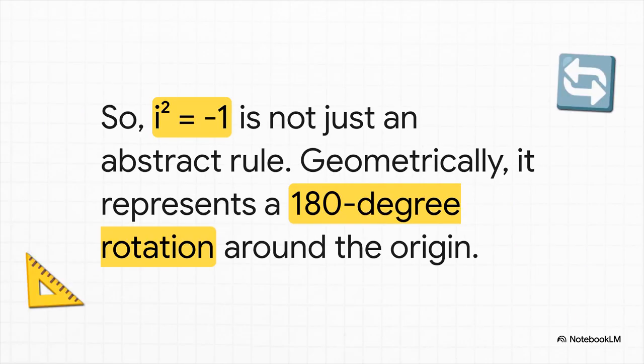So here's the big takeaway. That rule, i squared equals -1, it isn't just some random definition a mathematician made up. It's a geometric fact. Multiplying by i twice is a 180-degree rotation. It's what flips a positive number to its negative twin on the other side of the graph.